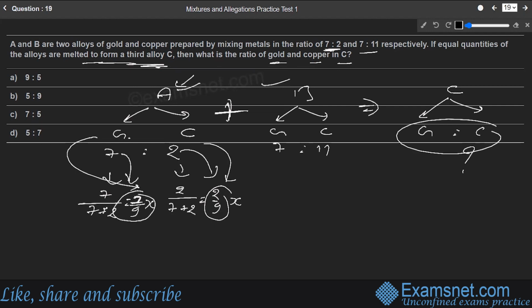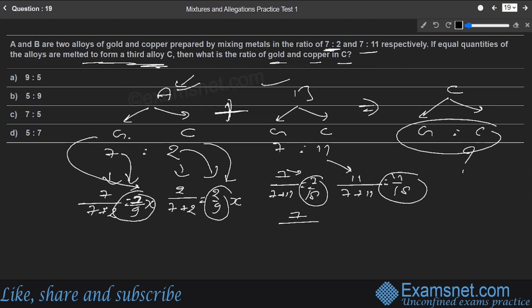Similarly, we can write alloy B's gold quantity as 7 by 7 plus 11 part, that is nothing but 7 by 18 part. And the copper quantity can be written as 11 divided by 7 plus 11, that is 11 by 18 part. So we can convert these part values into real weights. The gold weight in alloy B becomes 7 by 18 x. We can take it as x only, because he has said that equal quantities have been mixed, so the x value will remain the same. In alloy B, the copper part becomes 11 by 18 x.